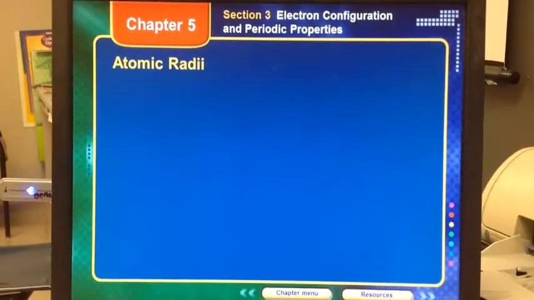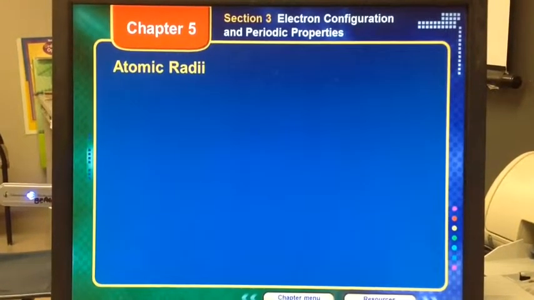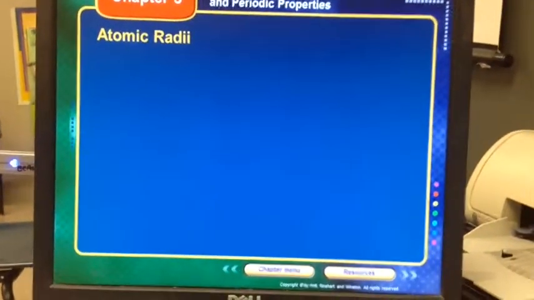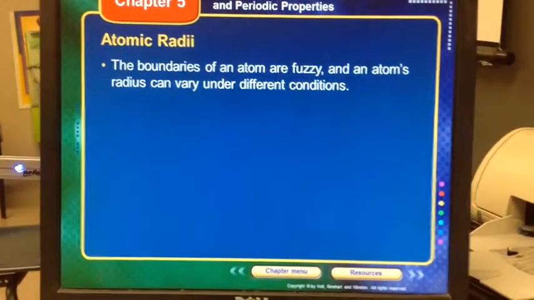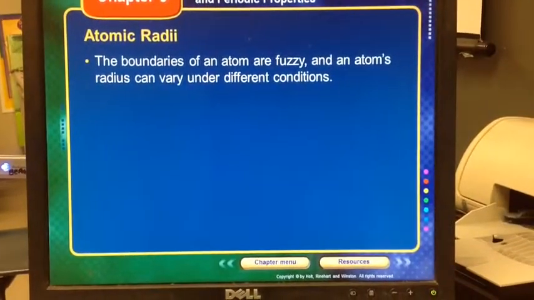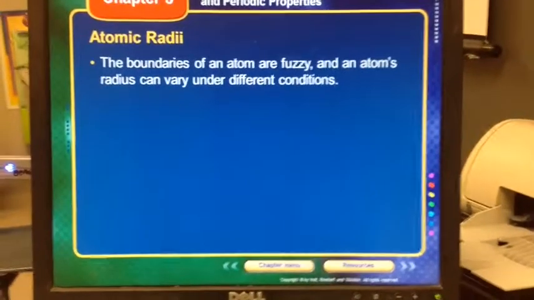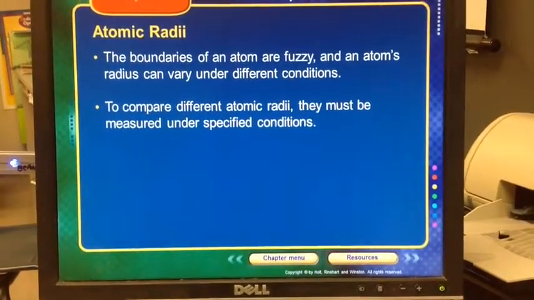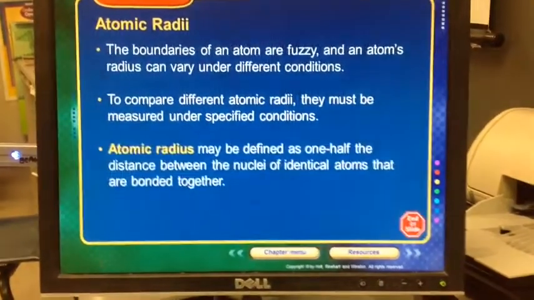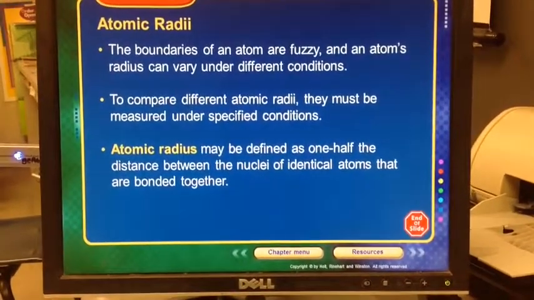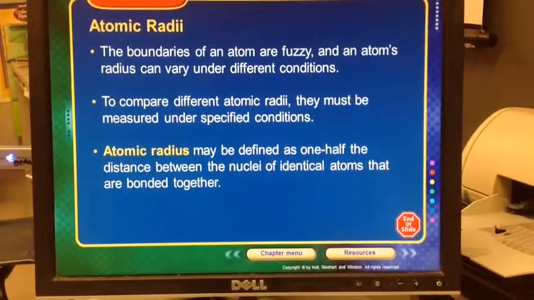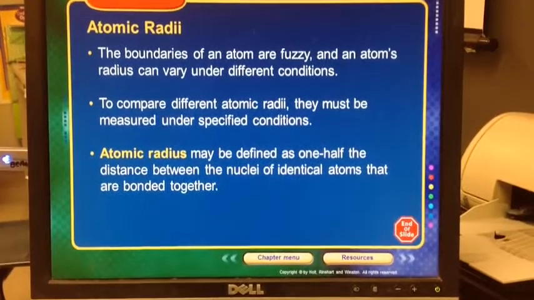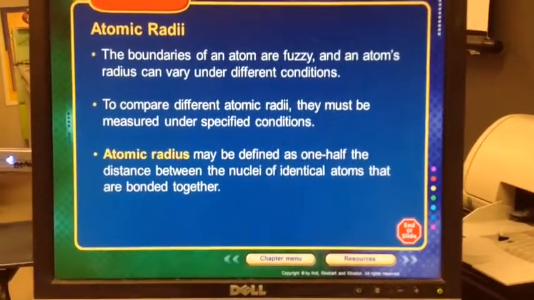Today we're going to be talking about Chapter 5, Section 3, Electron Configuration and the Periodic Properties, specifically about the atomic radius. The boundaries of an atom are fuzzy, and an atom's radius can vary under different conditions. To compare different atomic radii, they must be measured under specific conditions. Atomic radius may be defined as 1/2 of the distance between the nuclei of identical atoms that are bonded together.